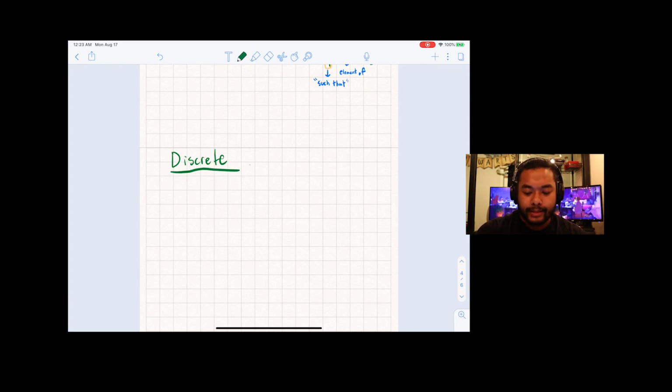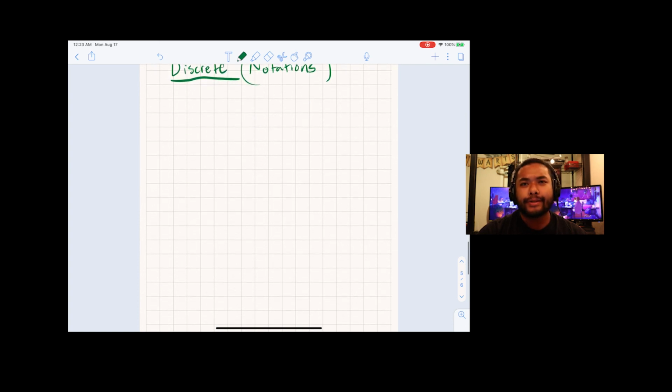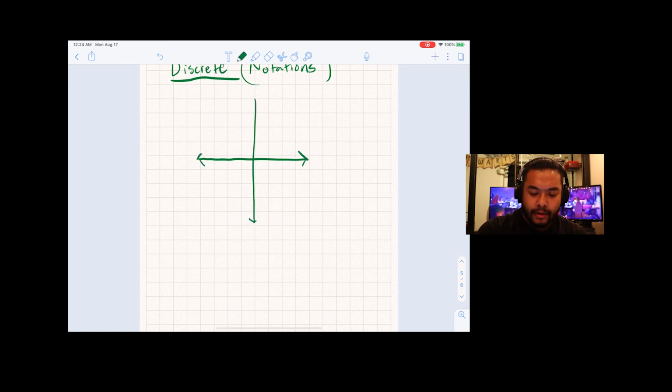Okay, so discrete notations. Yeah, let's just do one graph because I think one graph can say pretty much everything we need it to say for discrete. Yeah, that sounds good. So if I have... I'm not even going to call this a function.